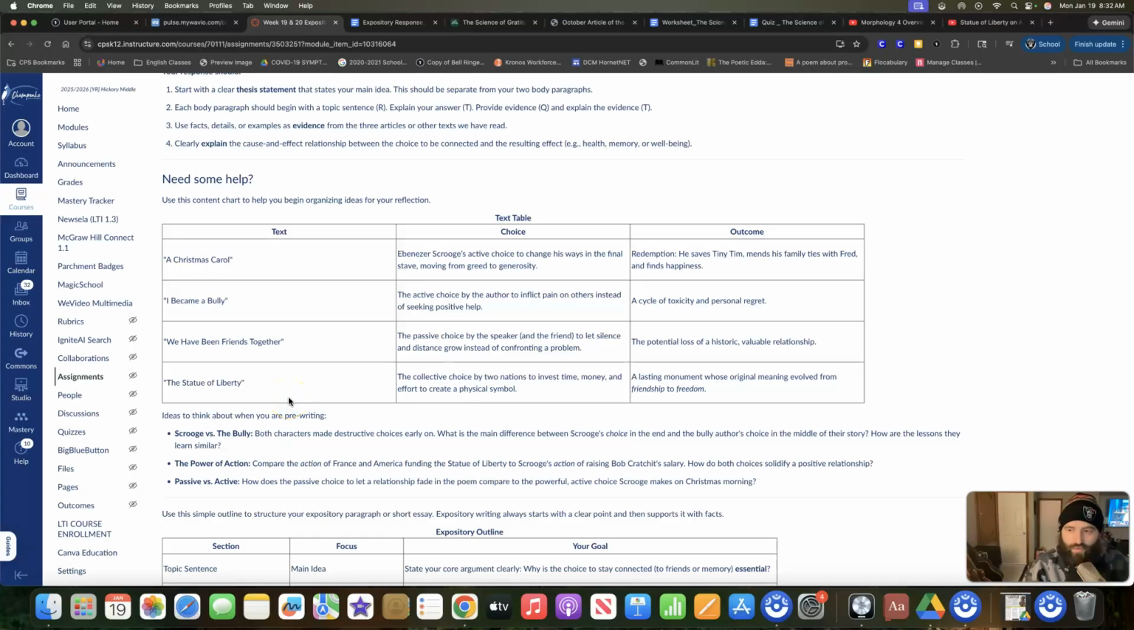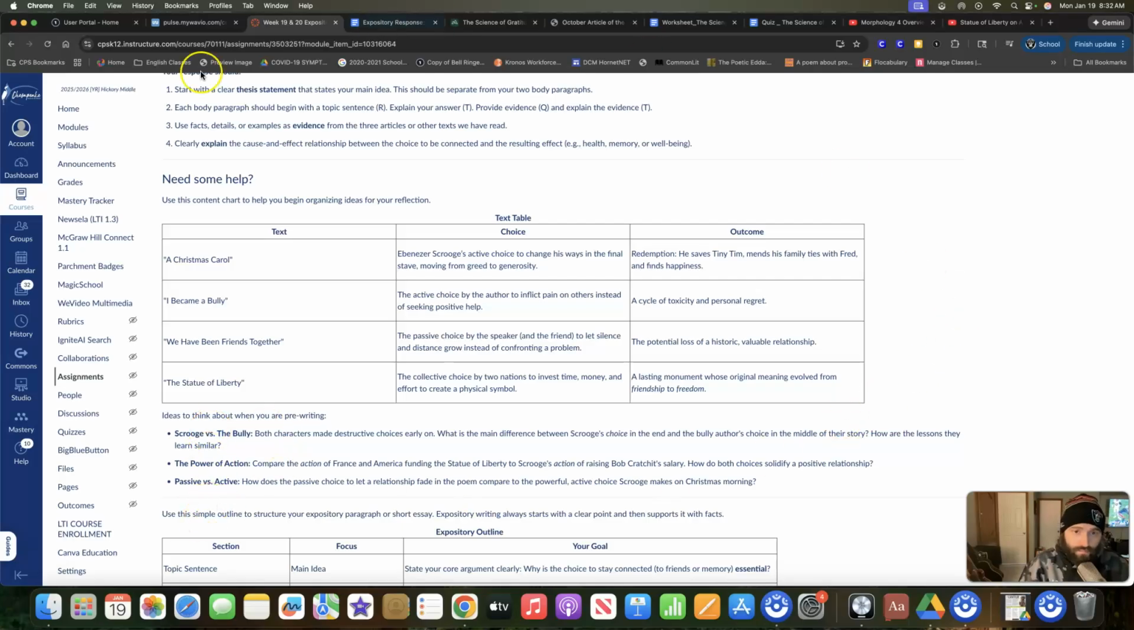Now, there's a lot of different ways you can make this illustration, right? You can do Scrooge versus the bully from I Became a Bully. You can do The Power of Action, which is comparing France and Americans' relationship with that of Scrooge and Bob Cratchit's relationship. Or you can do passive versus active, which is the passive choice of We Have Been Friends Together, with the choice that Scrooge makes on Christmas morning, the active choice that he makes on Christmas morning. I'm not really stressed about you writing any of this stuff out. I'm just using this as an example. You should try to compare these 2.